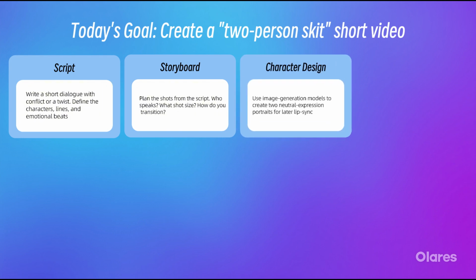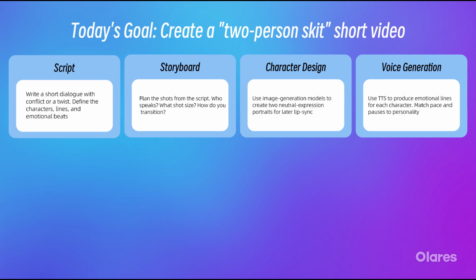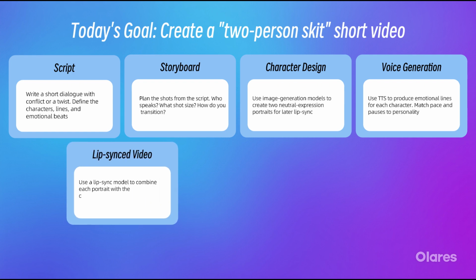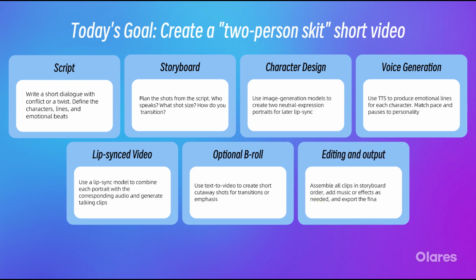Character design. Use image generation models to create two neutral expression portraits for later lip sync. Voice generation. Use TTS to produce emotional lines for each character. Match pace and pauses to personality. Lip synced video. Use a lip sync model to combine each portrait with the corresponding audio and generate talking clips. Optional B-roll. Use text-to-video to create short cutaway shots for transitions or emphasis. Editing and output. Assemble all clips in storyboard order, add music or effects as needed, and export the final video.